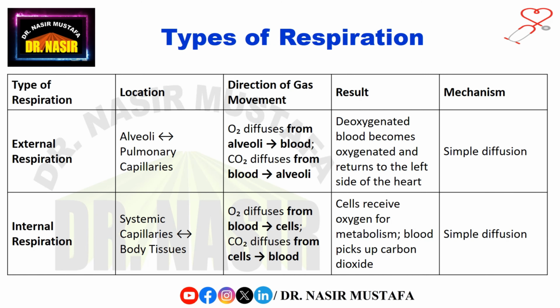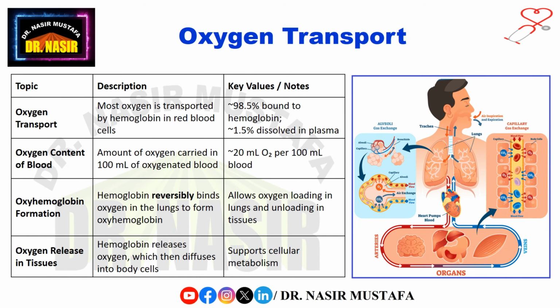Oxygen transport occurs mainly by hemoglobin. Only about 1.5% dissolves in plasma, while about 98.5% binds to hemoglobin in red blood cells. Each 100 milliliters of oxygenated blood carries about 20 milliliters of oxygen. Hemoglobin reversibly binds oxygen to form oxyhemoglobin. In tissues, hemoglobin releases oxygen which diffuses into the cells.